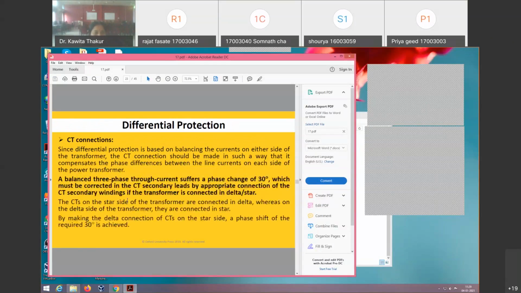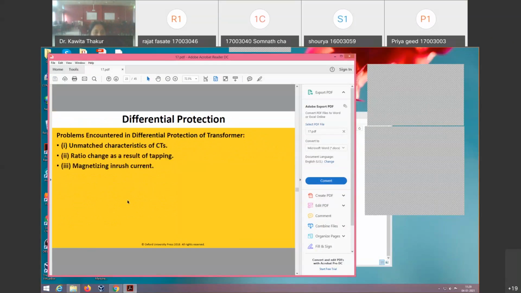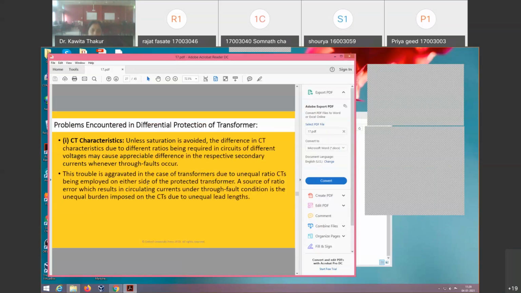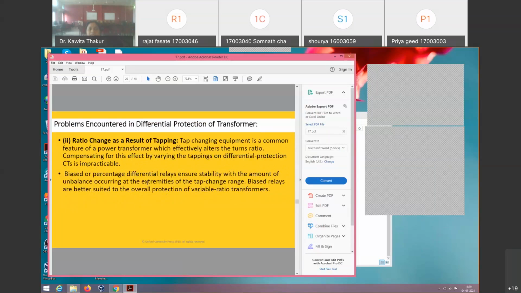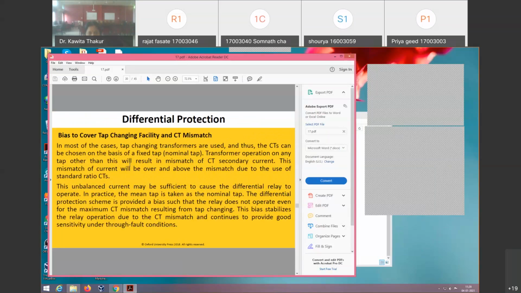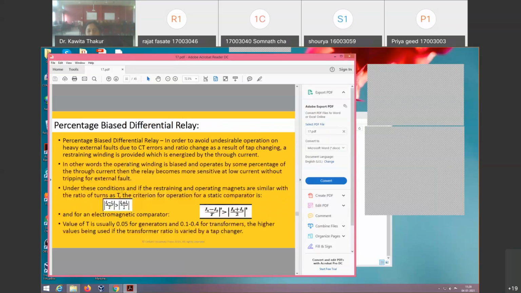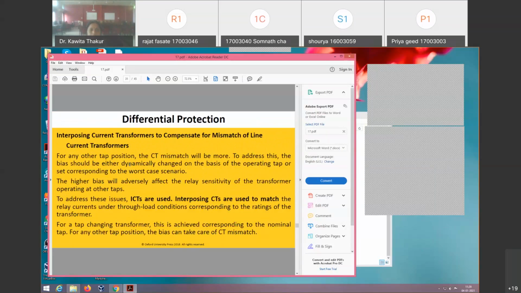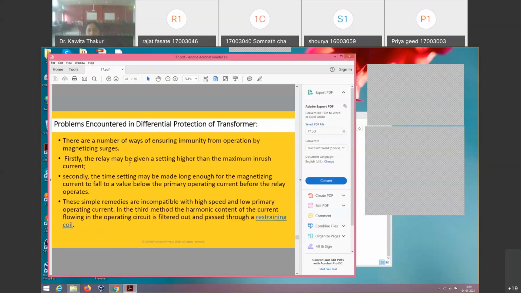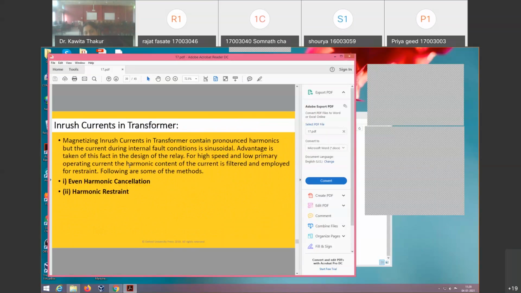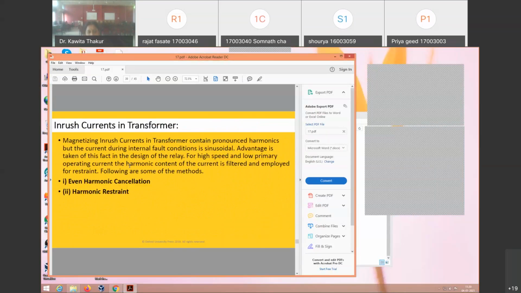Okay. Now, differential protection has certain problems: unmatched characteristics of CTs, ratio change as a result of tap changing, and magnetizing inrush current. These problems can be solved by percentage bias differential protection. For magnetizing inrush current, we have even harmonic cancellation, and then the harmonic restraint relay.